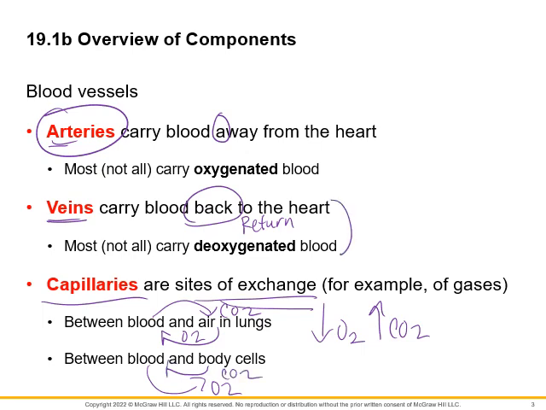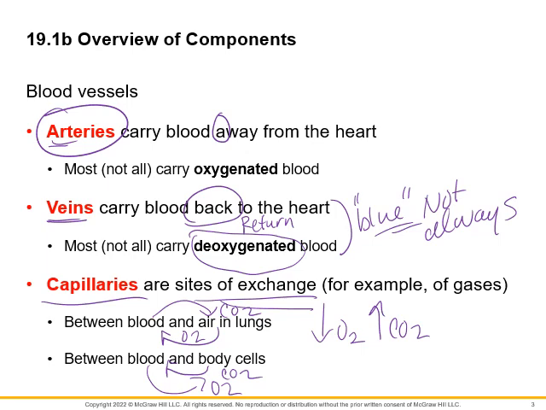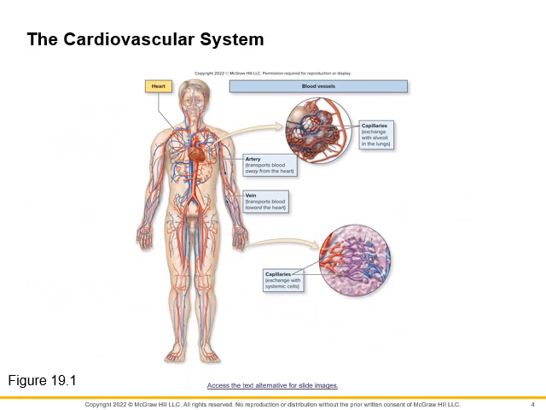Lots of times people will say veins are blue, right? It's carrying deoxygenated blood. That is not always true. They're not always deoxygenated. What does the term actually mean? A vein is any vessel that's carrying blood back to the heart. An artery is any vessel that's carrying blood away from the heart. So we'll see the exceptions to this when we see the pulmonary system.